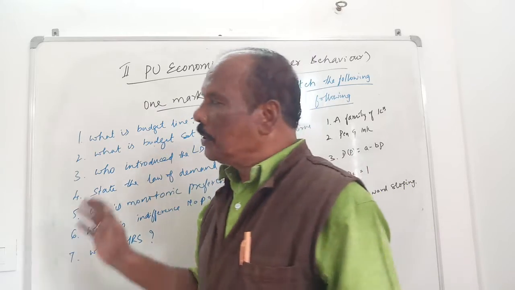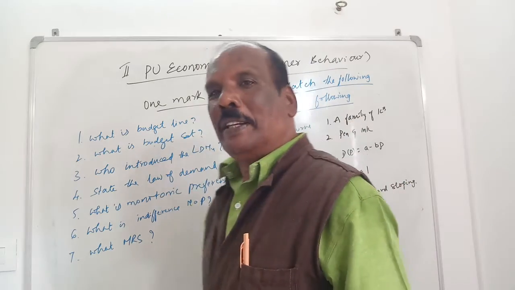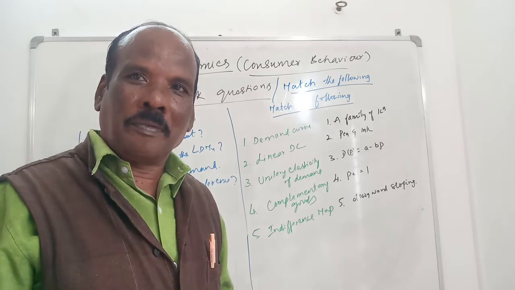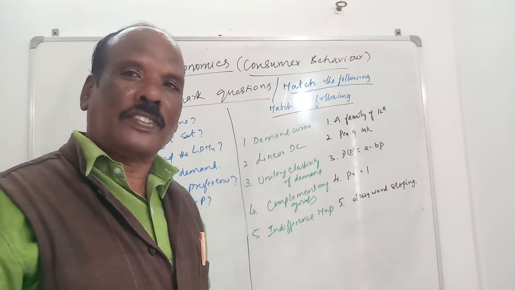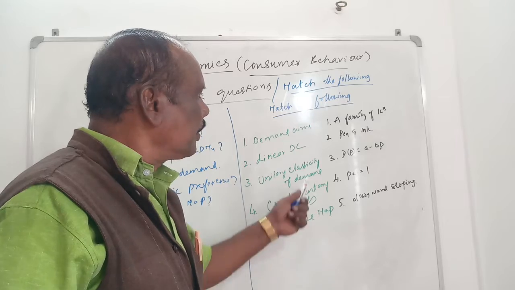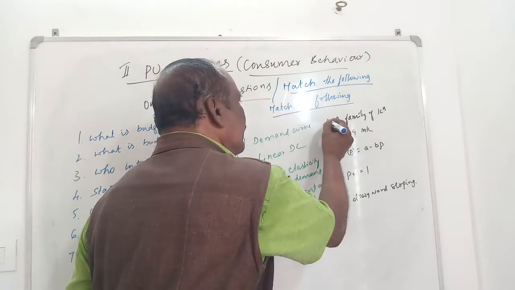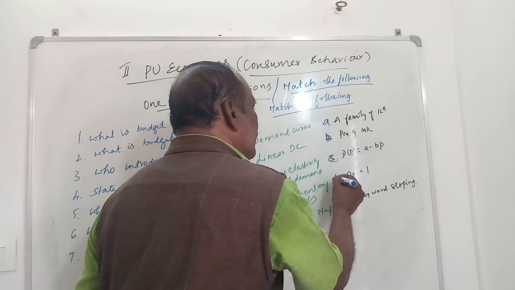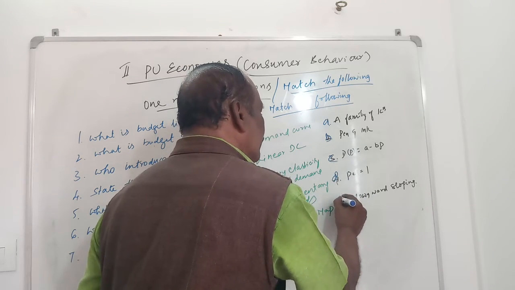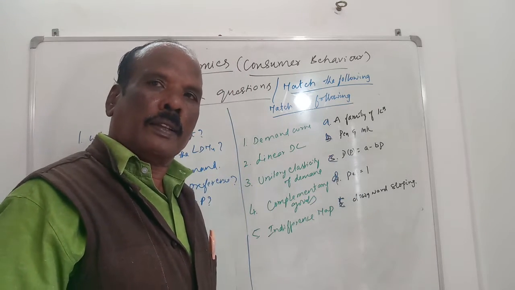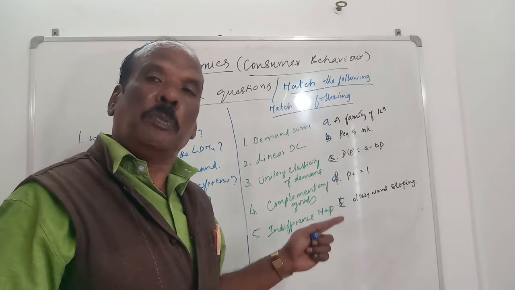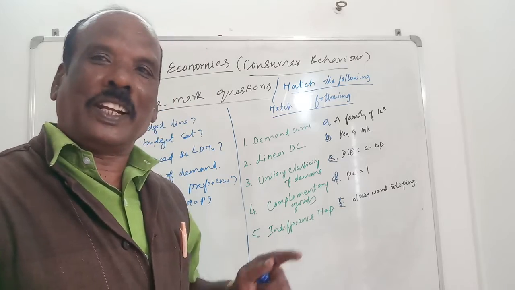Right? Coming to the other very, very important question, match the following. You have to match these lines, that is 1, 2, 3, 4, 5, with A, B, C, D, E. When you have studied the theory of consumer behavior, you will be able to answer this very easily.